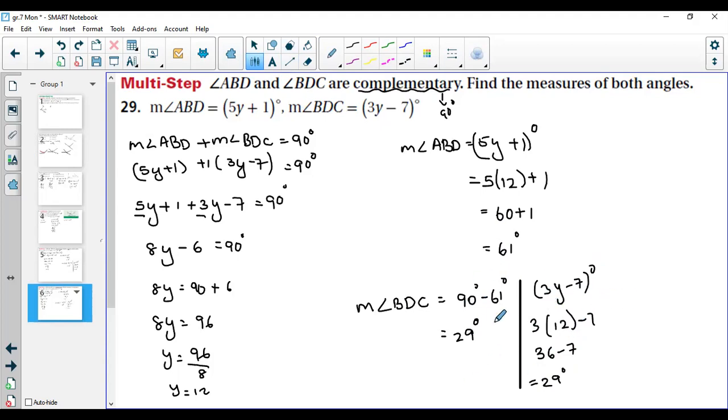It's the same, but this is an easier way, as we know already both angles add up to 90. So if one angle is 61, what is the other angle? We subtract it. Or you could even substitute the value of y in place of this and find out it's the same answer. So hopefully it's an easy lesson.